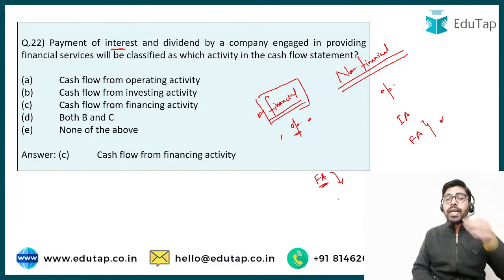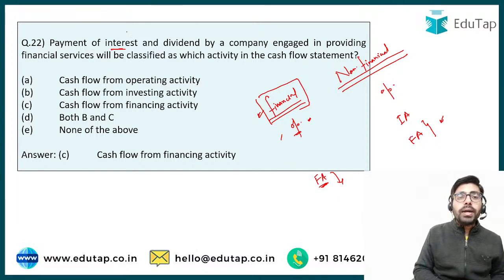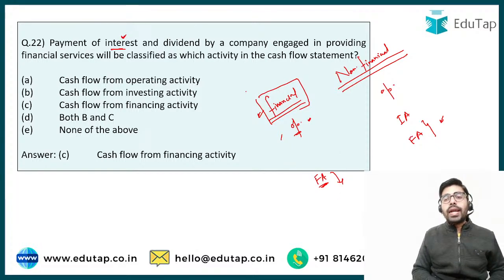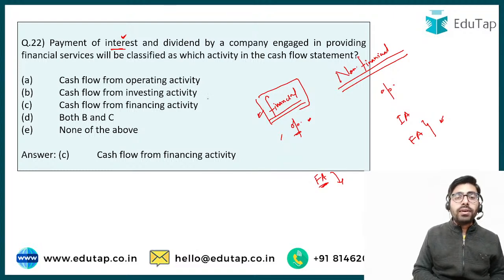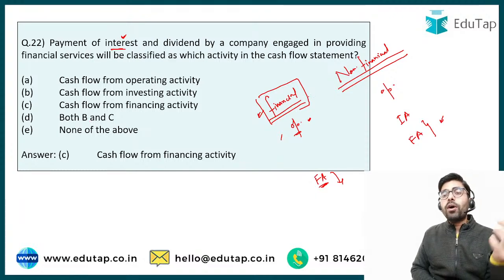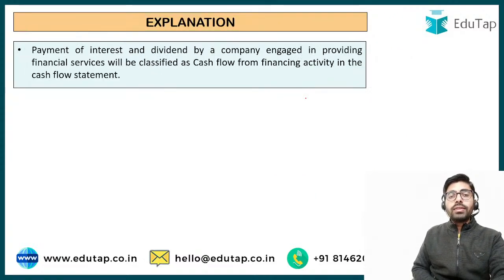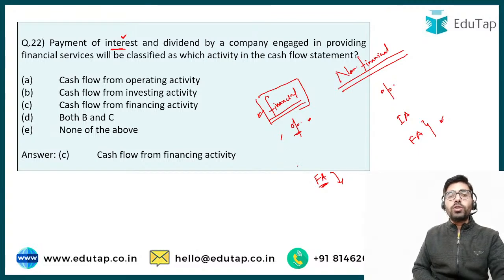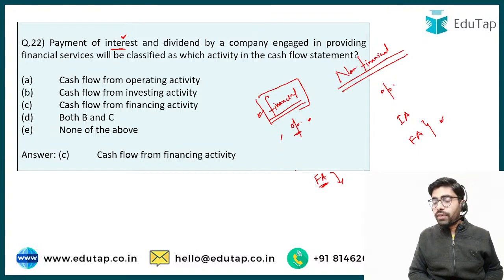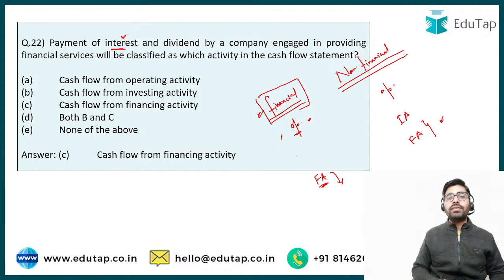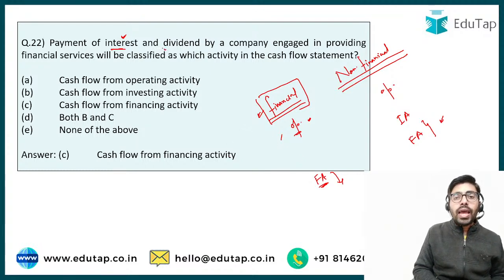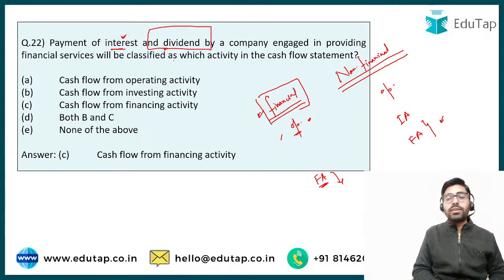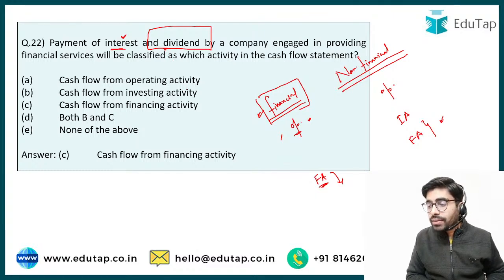So dividend paid has to be a financing activity, but this interest which has been paid, it has been classified as financing as per this question, but it may also have been operating activity. So this clarity should have been there. Dividend paid is always going to be a financing activity, okay? Just remember this thing. Any dividend paid to the shareholders, it is always going to be a financing activity.